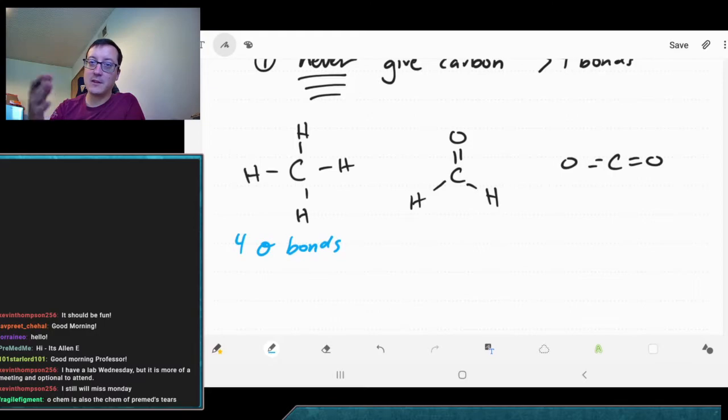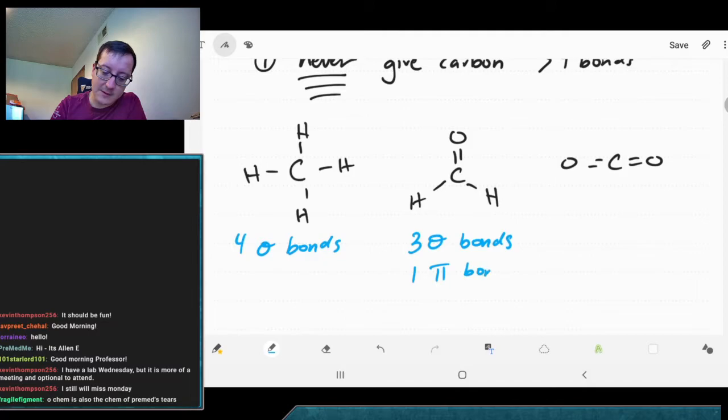In the next 2 cases, we indeed have 3 sigma bonds now. Remember, those are the single bonds, and then in this case we have one pi bond as well. That's the second bond to the oxygen there. And on our carbon dioxide, we're going to have 2 sigma bonds and 2 pi bonds.